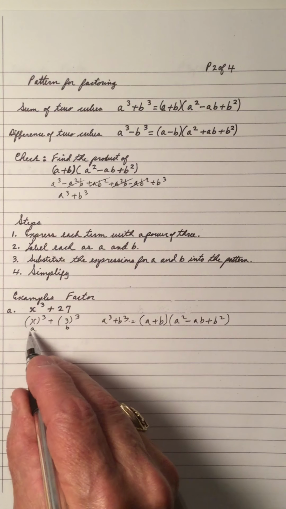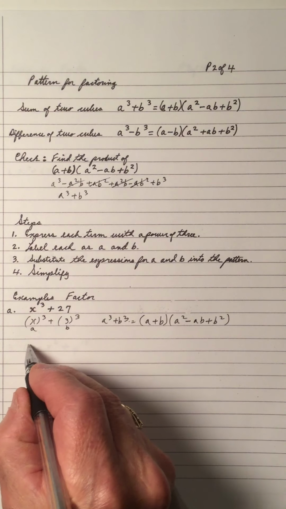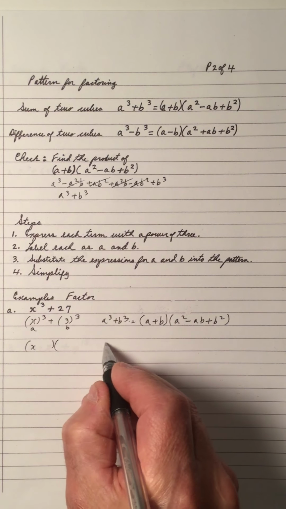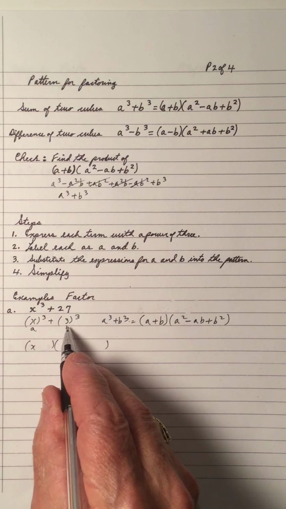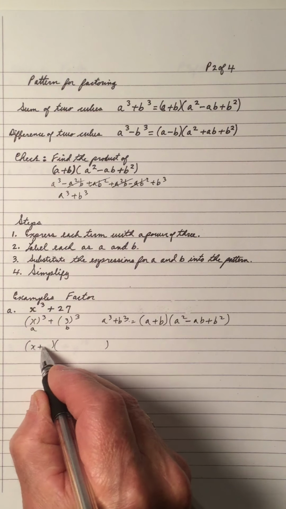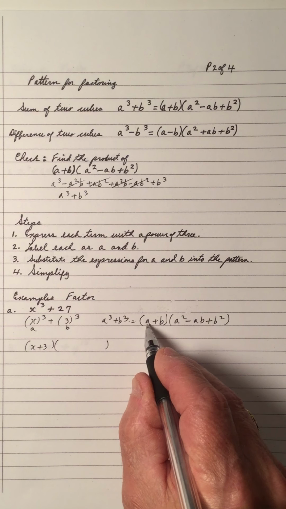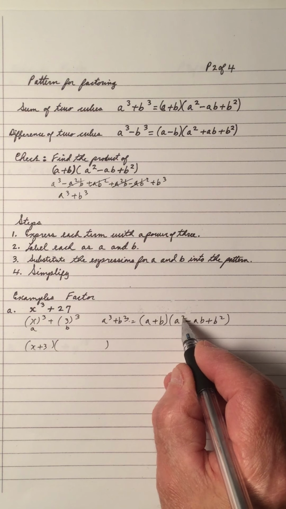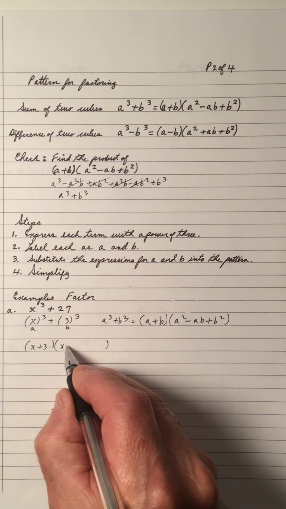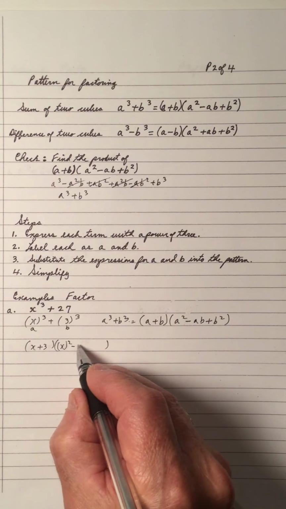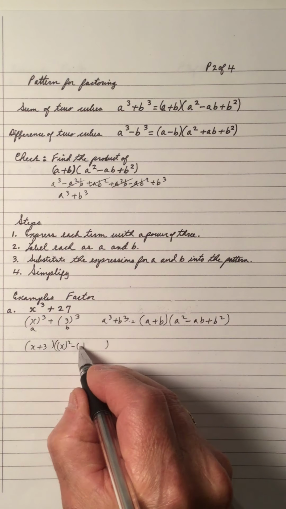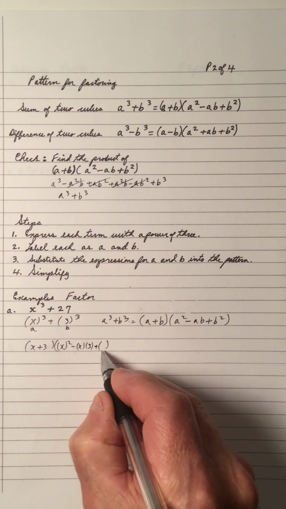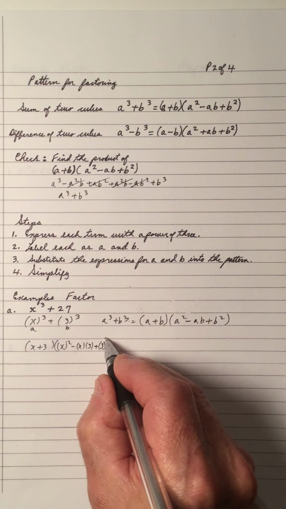So if a is x, what I'm going to do now is sub in x in the place of a. And 3 is going in the place of b. So I've got an a squared. So that's the same as an x being squared. Minus a is x, b is 3. Plus I have 3 being squared.